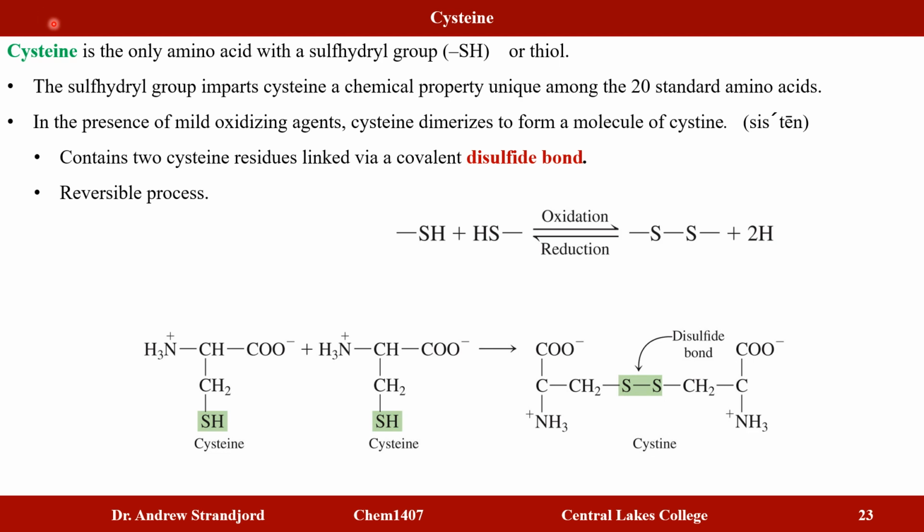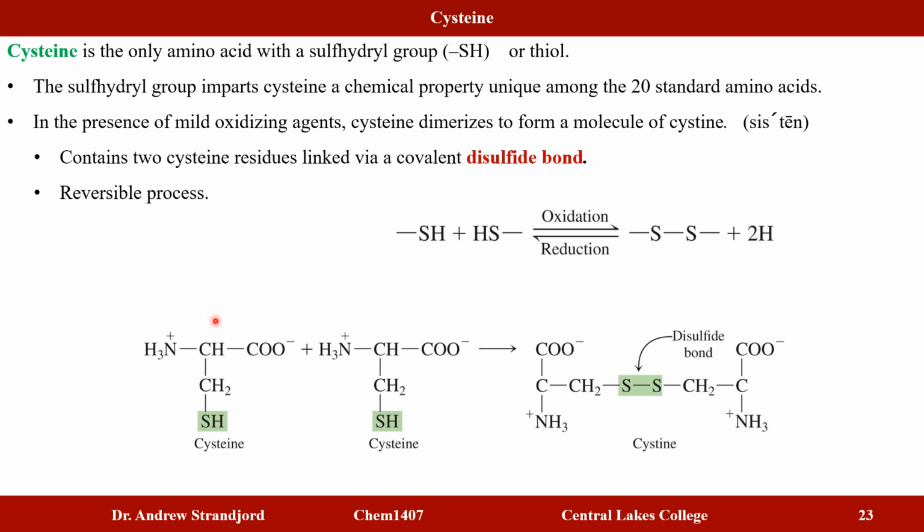Cysteine is a unique amino acid in our group of 20 standard amino acids in that it contains a sulfhydryl group, an SH, often referred to as a thiol group. That sulfhydryl group imparts cysteine with some special chemical properties. If I look at the chemical reaction between 2 sulfhydryl groups, if I oxidize them, I form a disulfide bond. If I break that disulfide bond, I reduce them to form my thiols again. This is a reversible process.